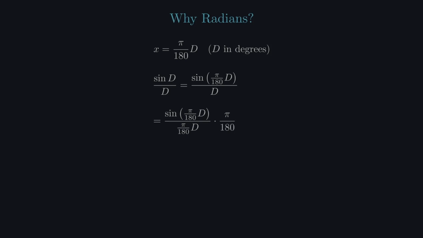We can factor this as sine of pi over 180 times d divided by pi over 180 times d, multiplied by pi over 180 times d divided by d. As d tends to 0, the first factor tends to 1, exactly our sine limit in radians, while the second factor is the constant pi over 180. So the overall limit is pi over 180, not 1. This shows that the clean theorem, sine of x over x tends to 1, is true only in radian measure.